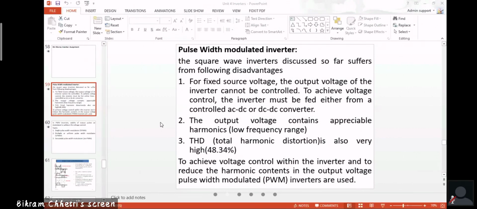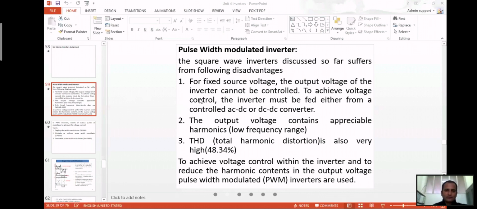So in the last class, what we have seen is that we are in the second last unit, which is about the inverter. In the inverter, there are different types of inverters, and we have seen the different types of inverters. Whatever we have been talking about till now is the square wave inverter, and there are many disadvantages of this type of inverter.